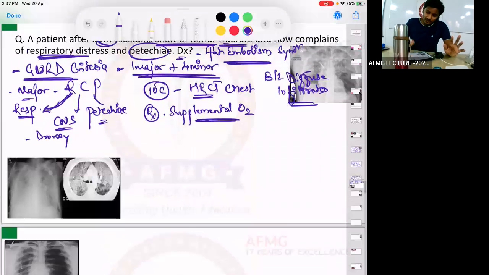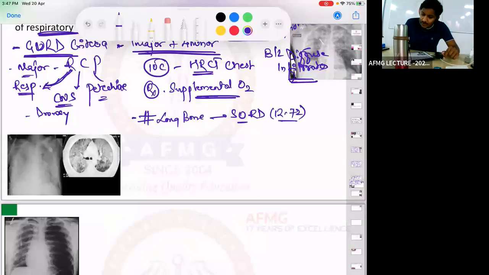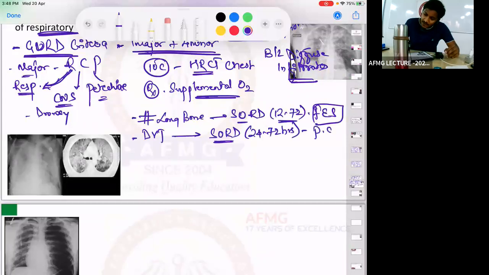Let me tell you a differential quickly. If a patient with long bone fracture comes to you with sudden onset respiratory distress within a period of 12 to 72 hours, this is diagnostic of fat embolism syndrome. If a patient of DVT comes to you after a prolonged immobilization with again sudden onset respiratory distress within a period of 24 to 72 hours, it is pulmonary embolism.